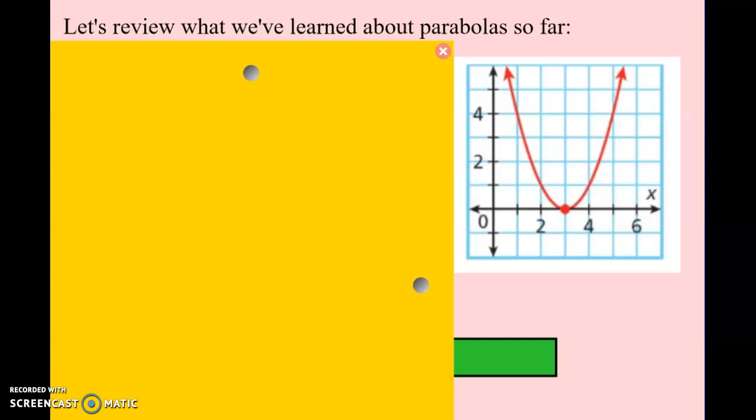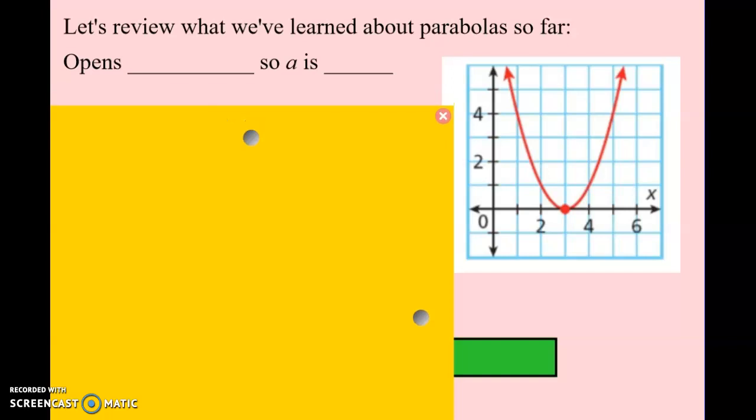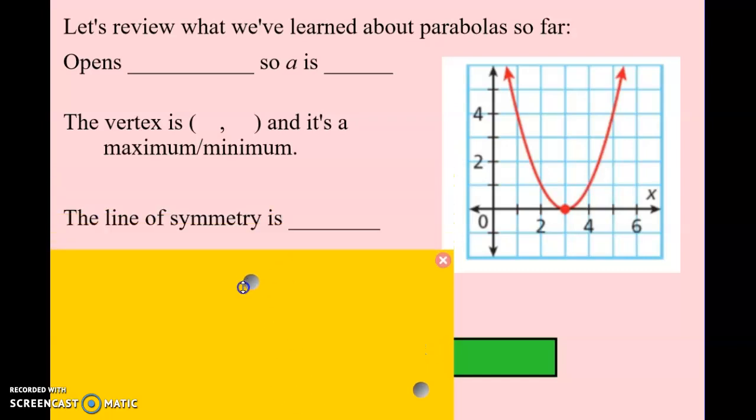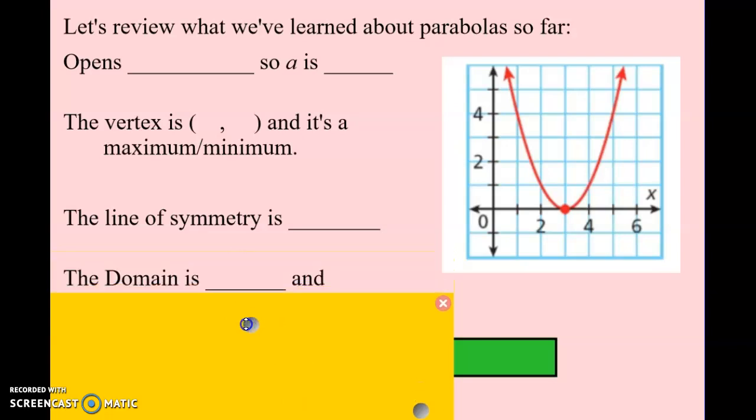Look at the parabola that's graphed to the right. How does that parabola open? And so what do you know about the letter A? What are the coordinates of the vertex? And is it a maximum or a minimum? The equation for the line of symmetry is, the domain is, and the range is.